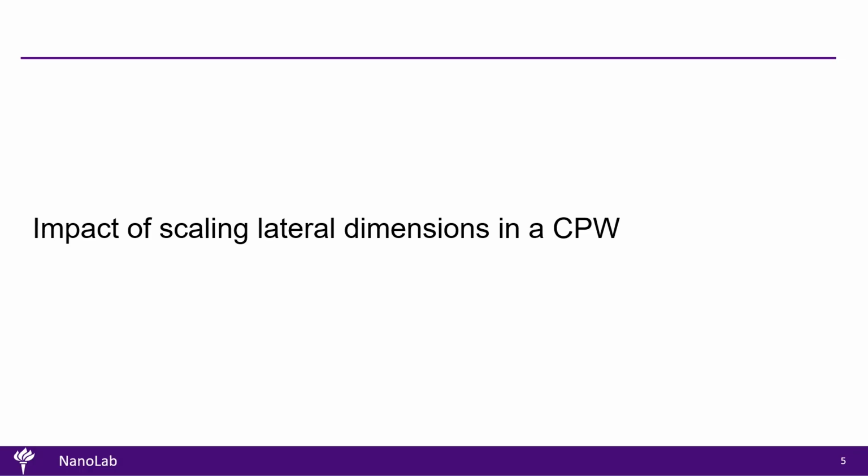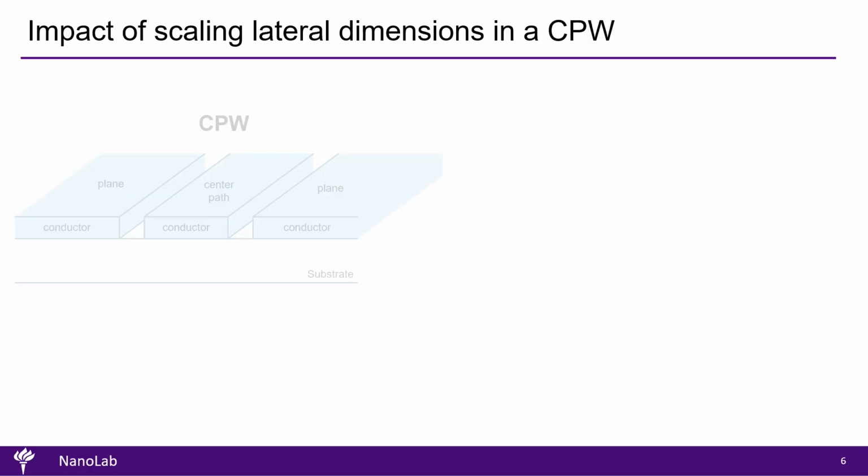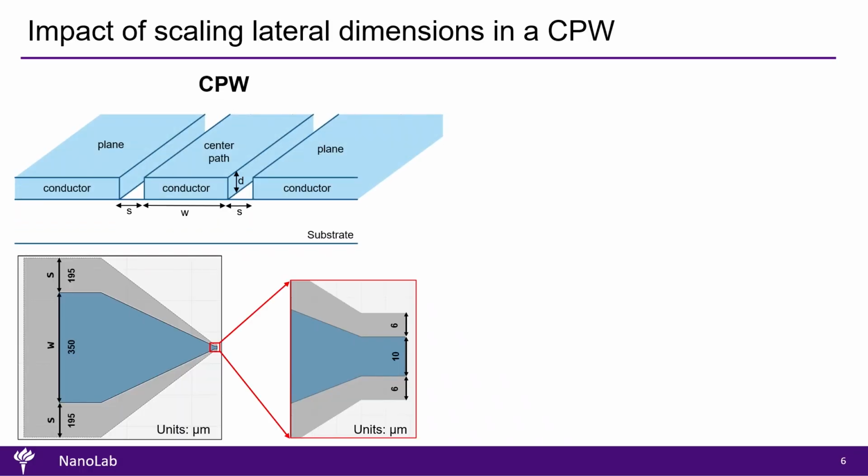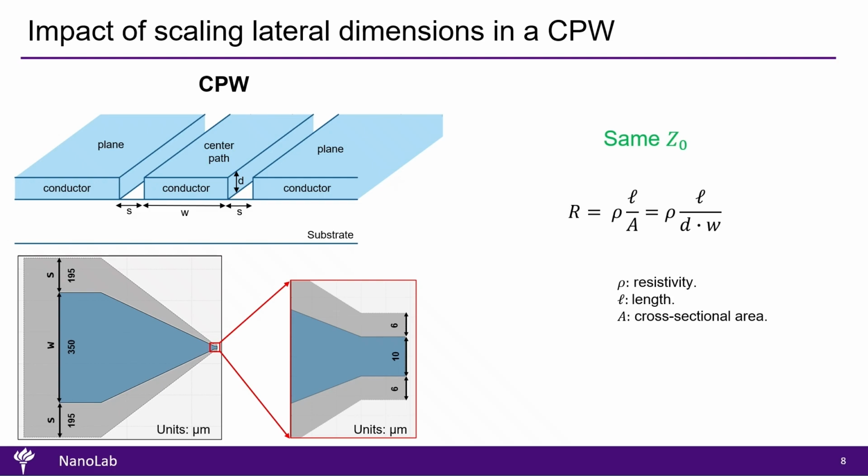To see why this matters, let's first examine the impact of scaling the lateral dimensions of a CPW. As we learned in the previous session, one advantage of the CPW geometry is that we can shrink or expand the width of the center conductor and gaps without changing the characteristic impedance, Z0. This makes the geometry very versatile. The trade-off, however, is that resistance increases as the conductor width decreases. Since resistance is inversely proportional to the cross-sectional area, reducing the width while keeping the thickness constant increases the resistance. In other words, scaling down a CPW increases conductor loss in the center path.